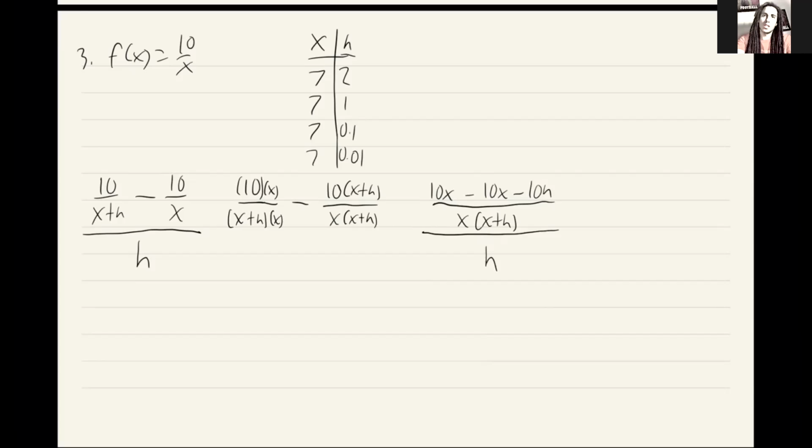So then where do we go from here? Well, actually let me do the work. You'll see where it's at. So we'll do 10x. And first of all, what you're going to notice here is that these two 10x's right here, these are polar opposites. One is positive, one is negative. So therefore, those are gone. So that leaves us with negative 10h over x times x plus h.